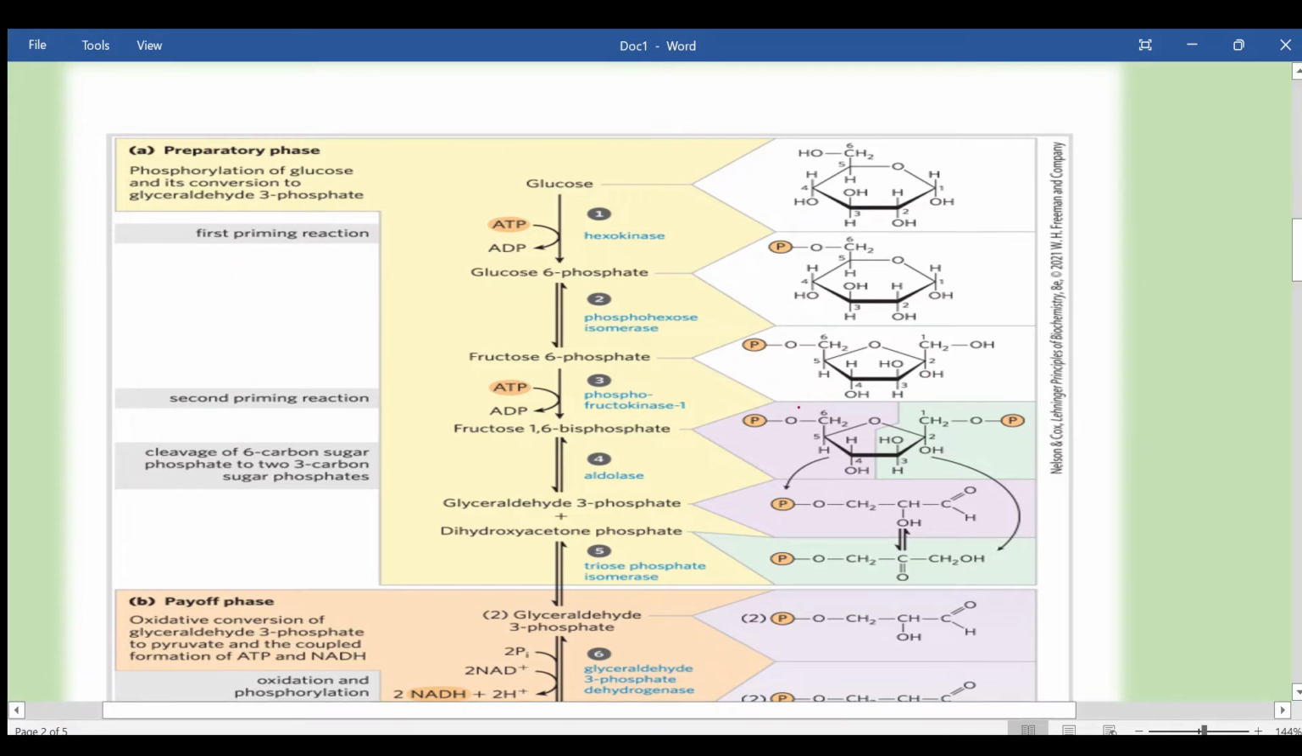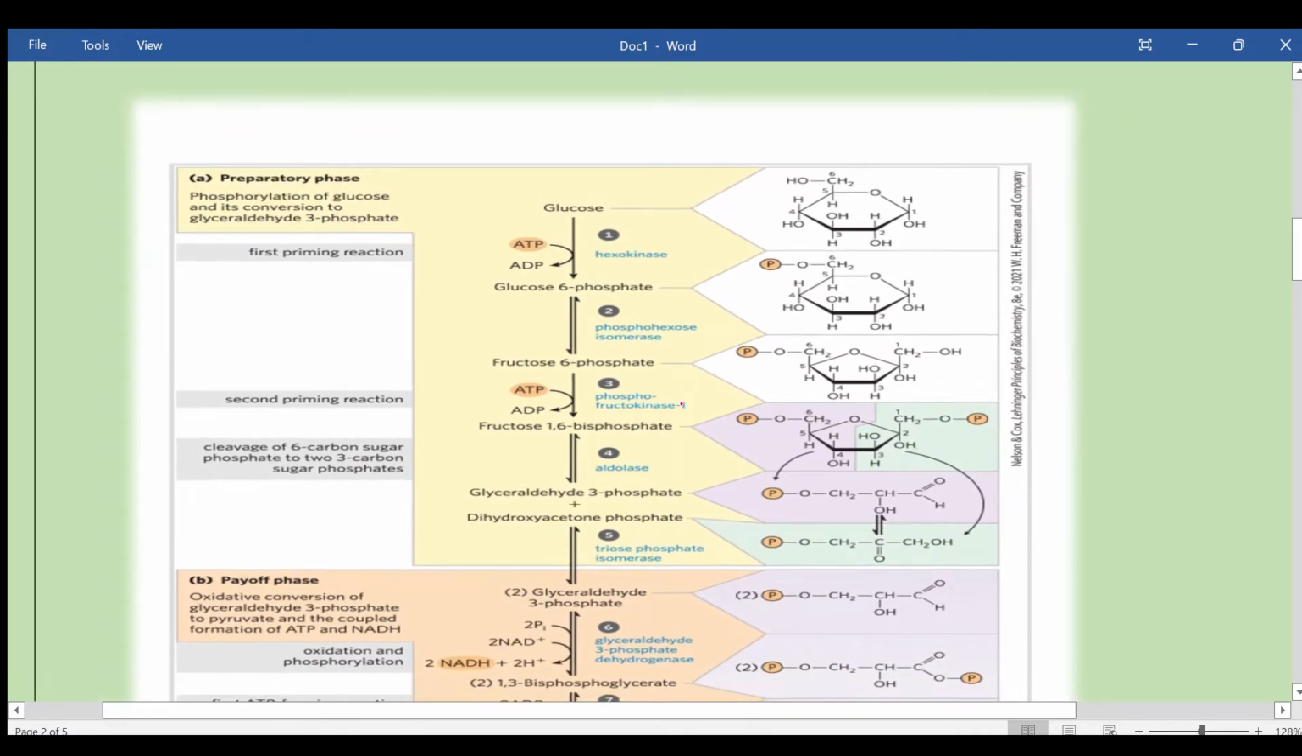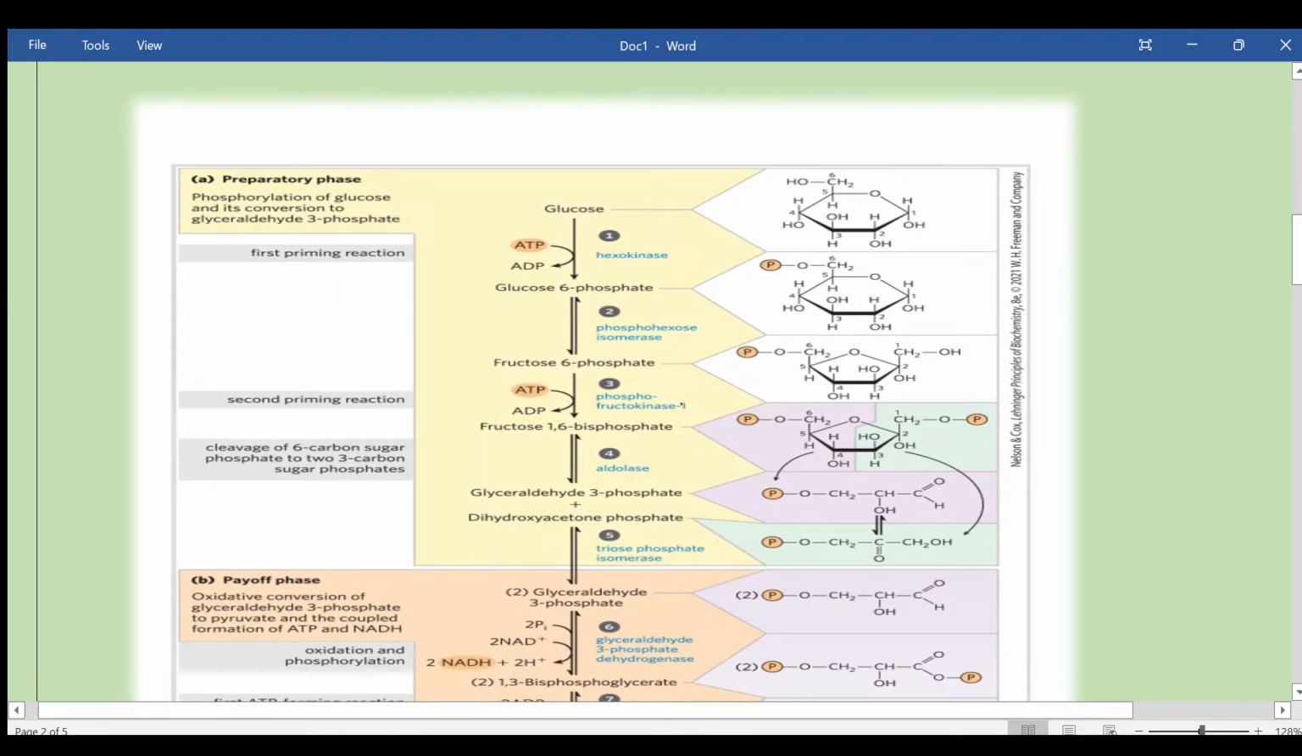Glycolysis is a very important metabolic pathway, and it is the first metabolic step. Glycolysis, then your Krebs cycle, then ETS, that is electron transport chain. These three important metabolic pathways are carried out in a very sequential manner. So glycolysis is the first metabolic pathway.